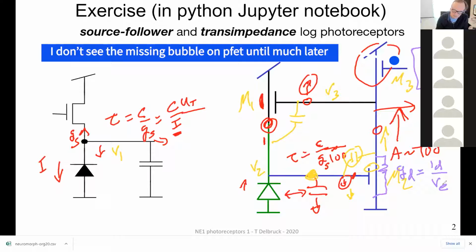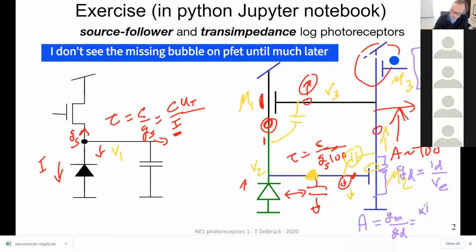It's the drain current. So then you will remember that the voltage gain of such an amplifier is equal to the transconductance GM divided by the drain conductance GD. Okay, and you remember you calculated that early in the course, right? GM divided by GD is kappa.